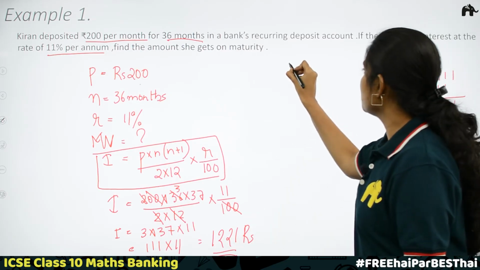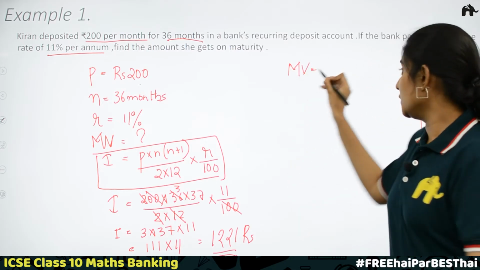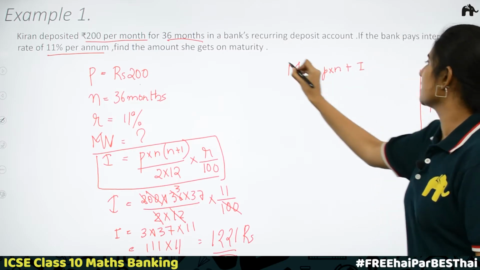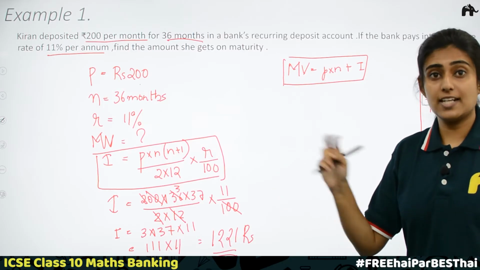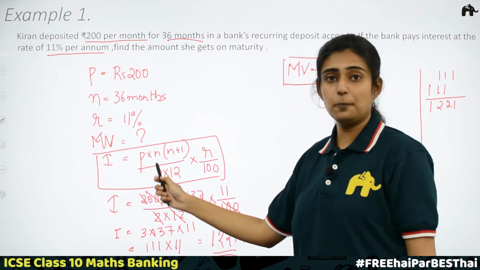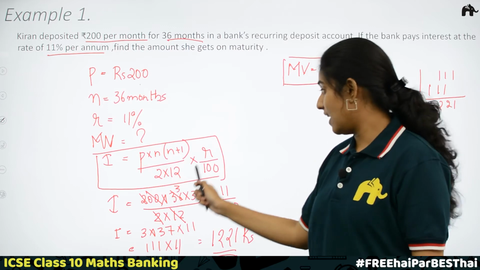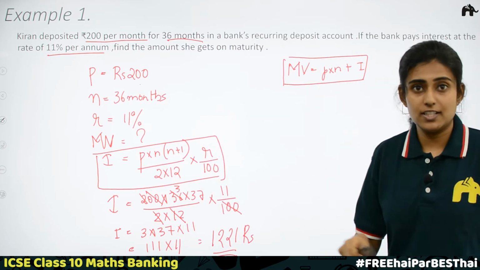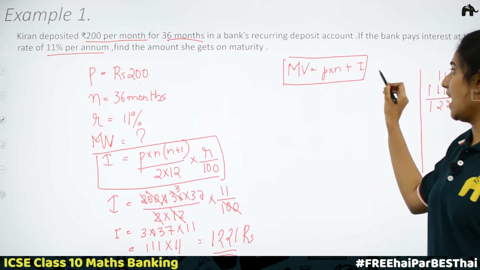Now, how do you find maturity value? Maturity value is equal to P into N plus interest. We have a formula to find maturity value. In this chapter, we studied two formulas. One is to find the interest: I is equal to P into N plus 1 divided by 2 into 12 into R by 100. The second formula was to find maturity value: Maturity value is equal to P into N plus I.